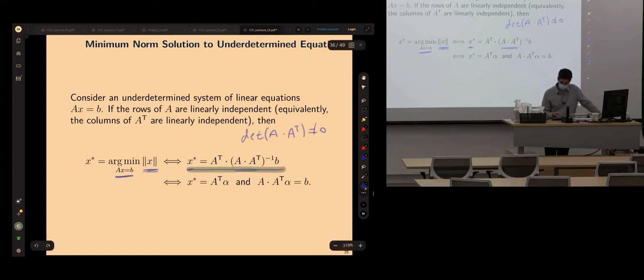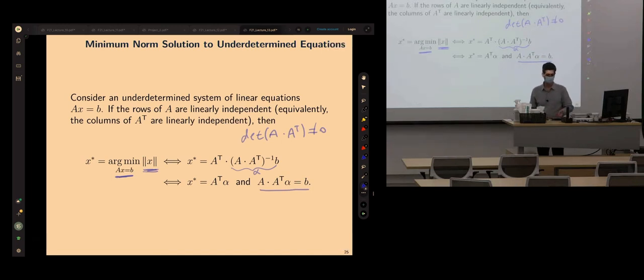Now you can call this alpha. So A times A transpose alpha equals B. Now, for small problems you could invert A A transpose, but if the problem is large, you shouldn't invert it. We should solve this system of linear equations. This is a square system of linear equations, right? A A transpose will be n by n.